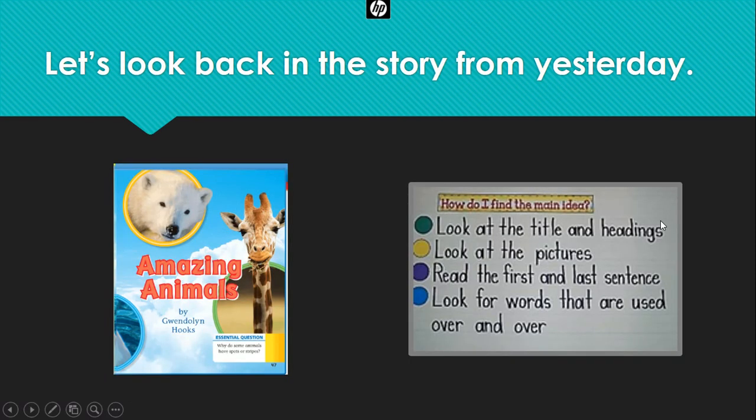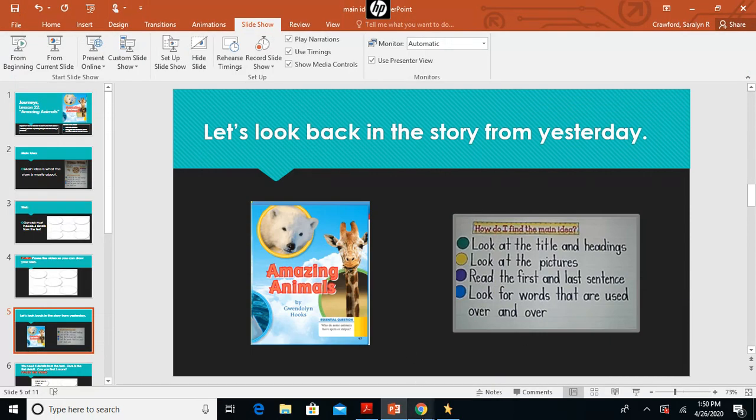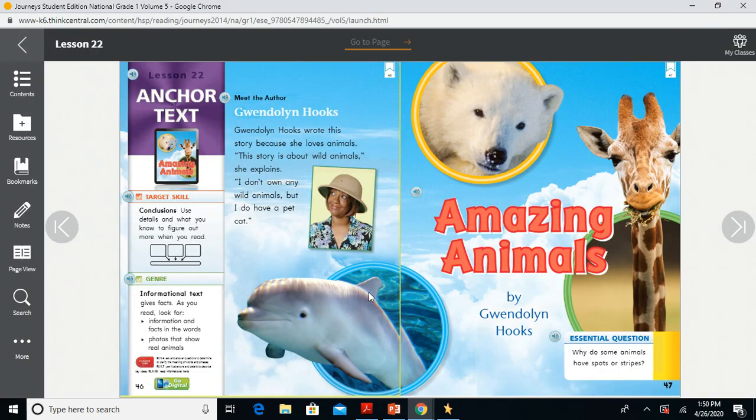We're going to look back at the story from yesterday, and we're going to be using these strategies. We're going to look at the title and the headings. We're going to look at the pictures. We're going to read the first sentence, and we're going to look for words that are used over and over. The title is Amazing Animals. So that is one strategy.